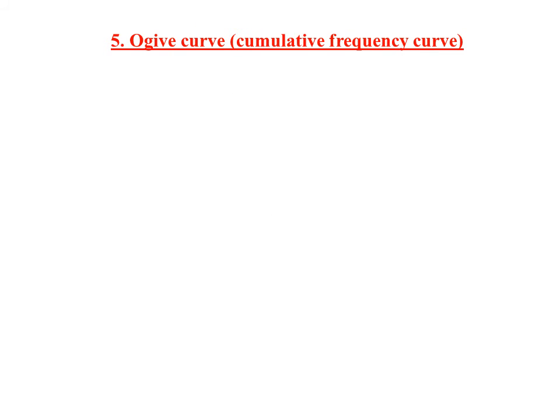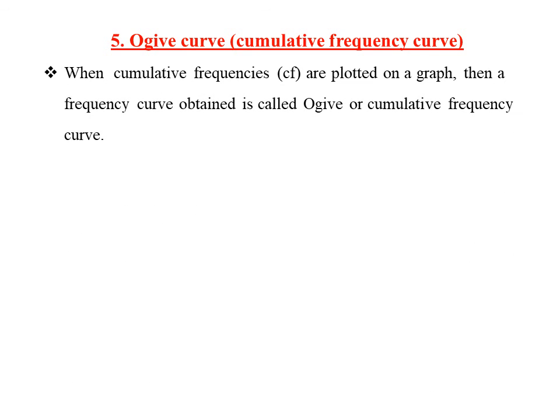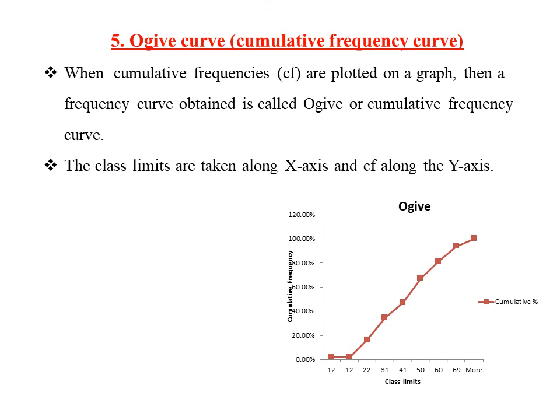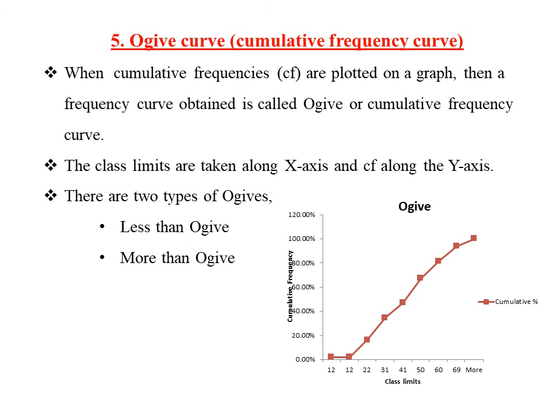Next one is the ogive curve, that is the cumulative frequency curve. When the cumulative frequencies are plotted on a graph, then the frequency curve obtained is called the ogive or the cumulative frequency curve. The class limits are always taken along the x-axis and the cumulative frequencies are along the y-axis. And this figure shows an ogive curve. There are two types of ogives, that is less than ogive and more than ogive.